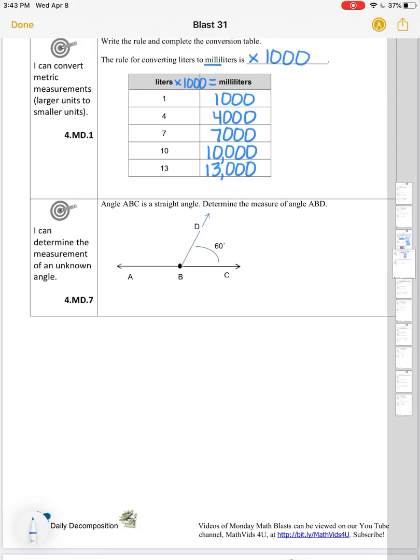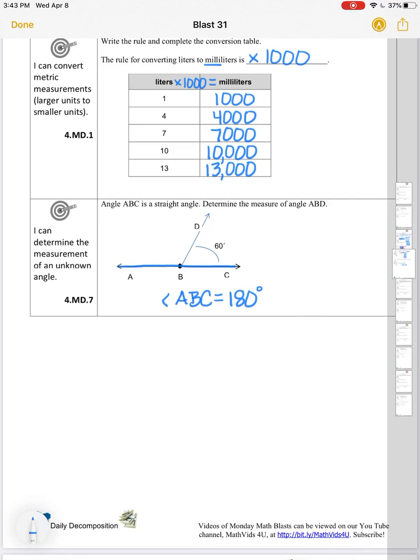I can determine the measurement of an unknown angle. Angle ABC is a straight angle. Determine the measure of angle ABD. Well, if we know that angle ABC here is a straight angle, then angle ABC equals 180 degrees. Straight angles measure 180 degrees.